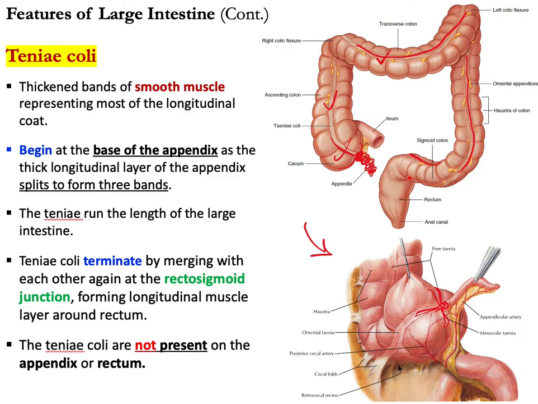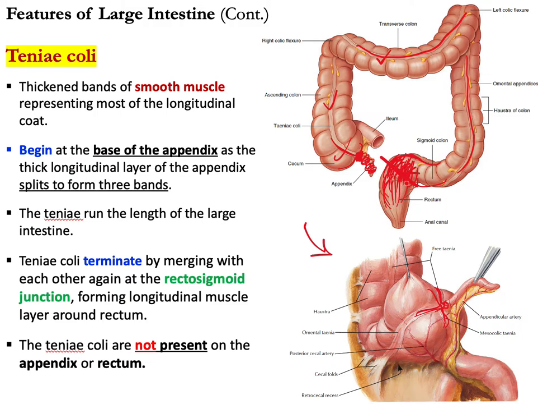Now, after the sigmoid colon, you have the rectum. So at this point, at the recto-sigmoid junction, the junction between the rectum and sigmoid, these longitudinal bands of smooth muscle will unite again. You see here, they all unite and form like an outer coat of the rectum, forming a longitudinal muscle layer around the rectum, as you see.